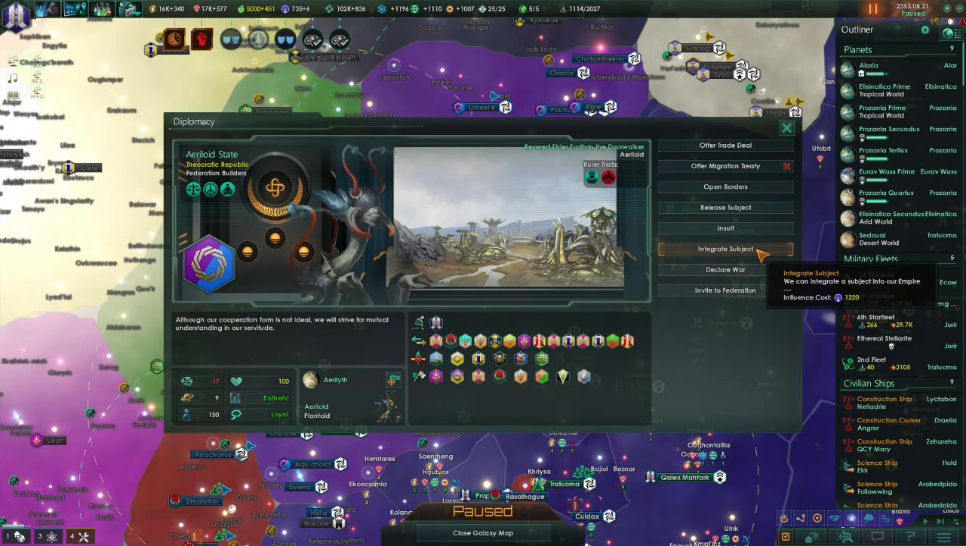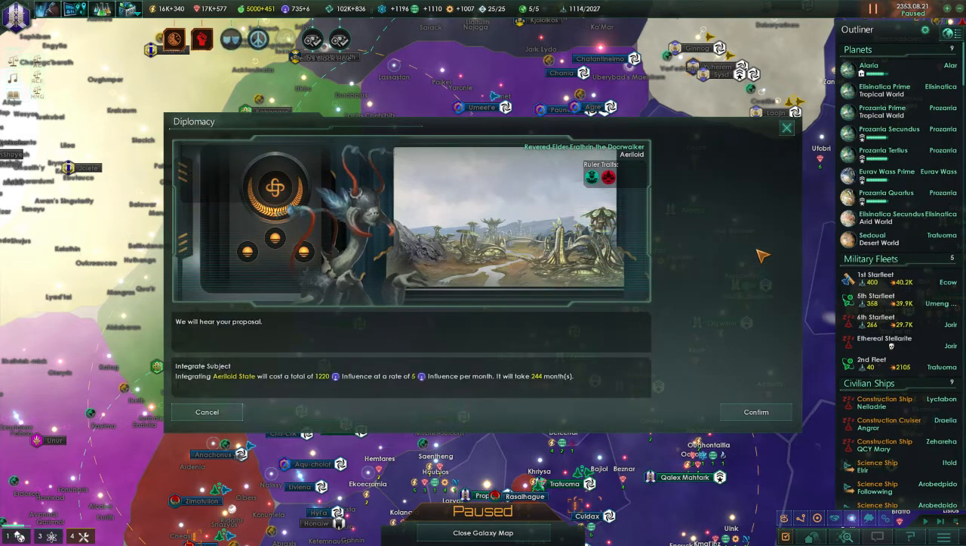But it doesn't matter what it is. I can still select it, and what it just says is that integrating them will cost us 1220 at an influence of 5 per month. So right now I have plus 6. I need to have positive influence. I need to make sure I can do it. I don't know if you drop below, you probably can't do it if you have negative influence, but it'll take 244 months. So that's a long time. 244 divided by 12 is somewhere around 20 years, I think, to integrate them. So quite a while.